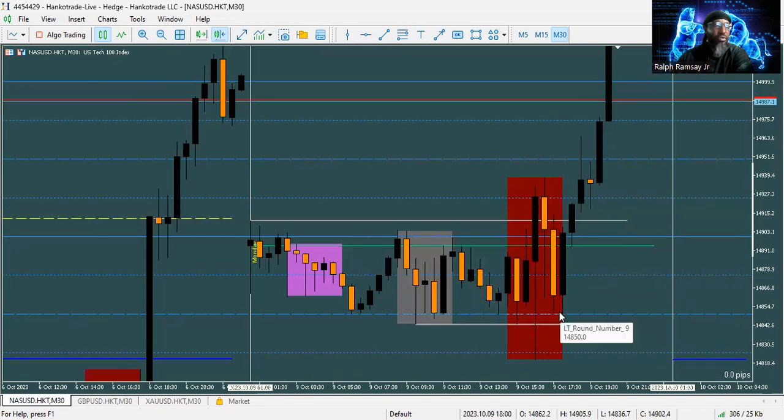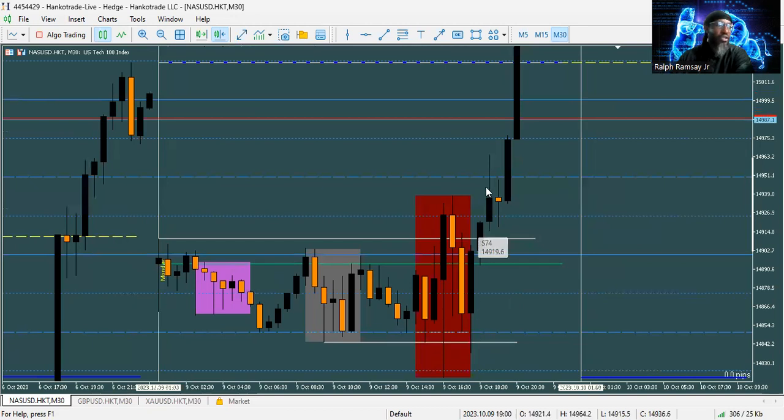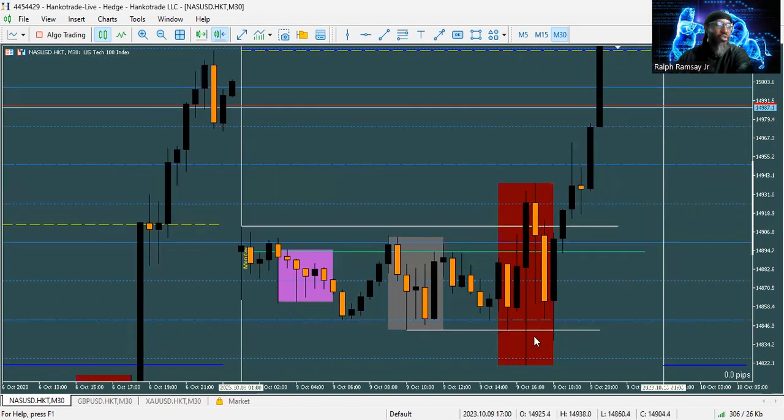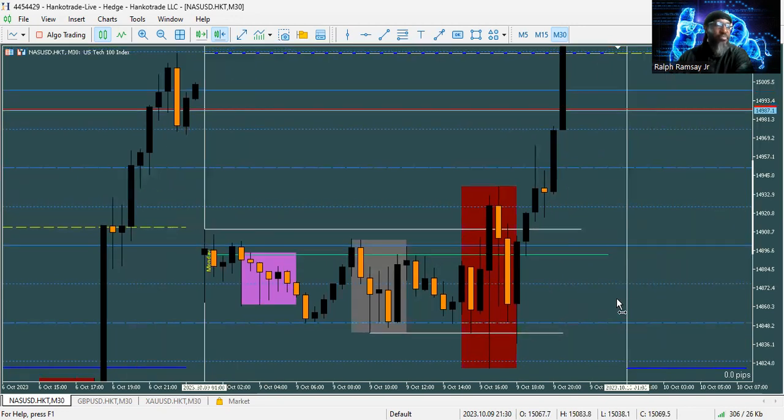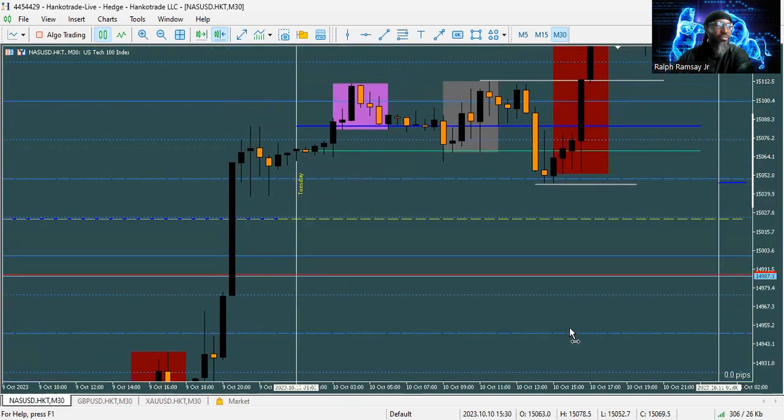But we did have a nice quick half day scalp with the sell, and we also had the buy move. You can see the buy move happened outside of the timing window, but if you were still at your chart, you could have partaken in the buy move. So now let's go into Tuesday.